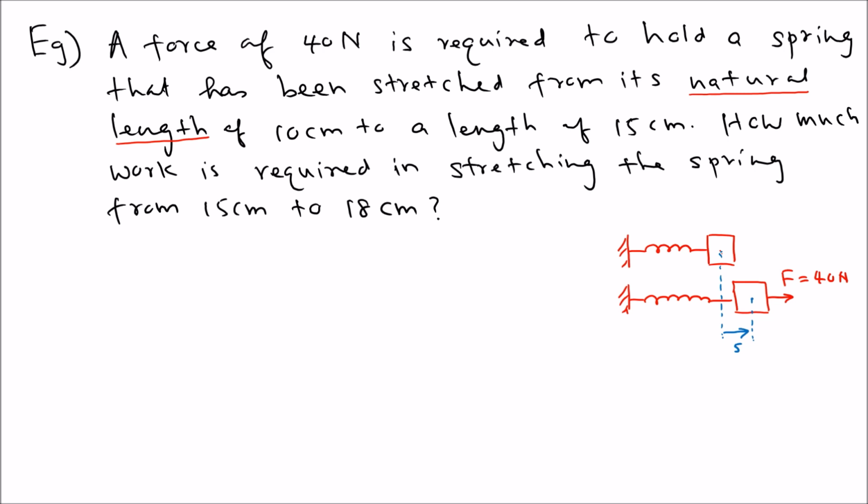Then they're asking how much extra work you need to stretch it from 15 to 18. So you want to go up to 18. They're not asking for the force, they're asking for the work you need. So you go up to 18, that means it is 8 now. You extend 8 more. This is 10, the natural length. That's the situation. Now let's use this fact to finish the problem.